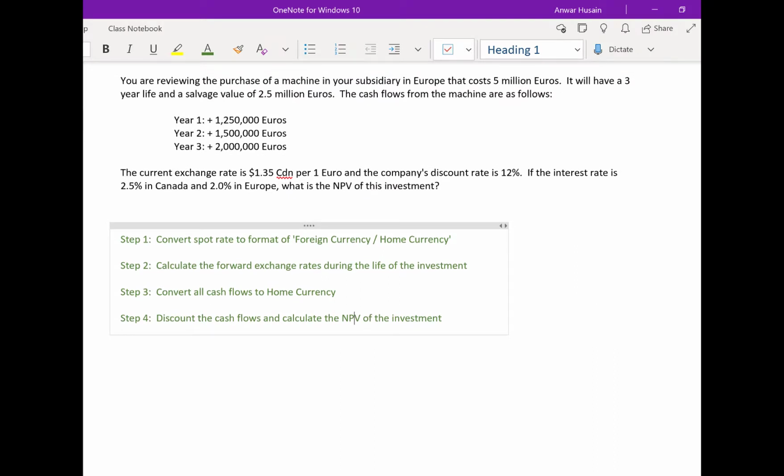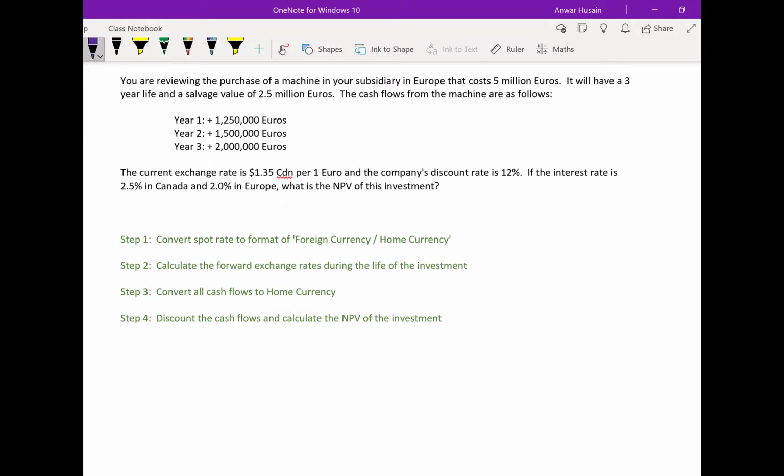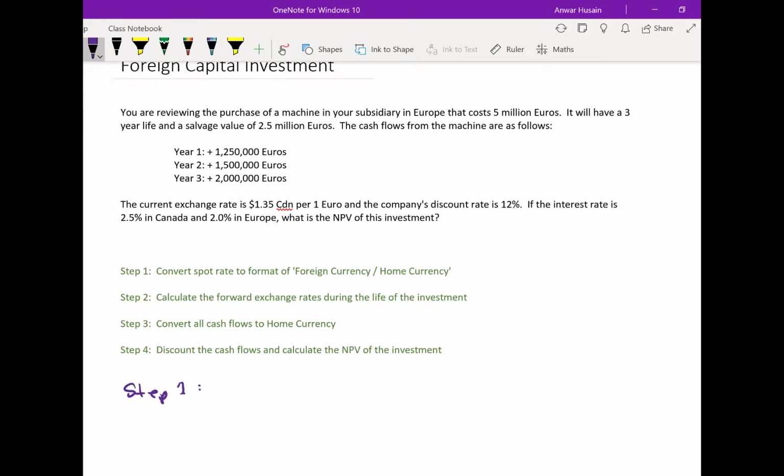This one is usually the easiest. A lot of times it may already be given in the format you want. In this case, it's not. What you want is foreign currency to home currency. So home currency in this case is Canada. The foreign currency is the euro. So the Canadian dollar is the home currency. So what we want is the number of euros per dollar Canadian. But we're given it in the opposite way. We're given the number of dollars per euro.